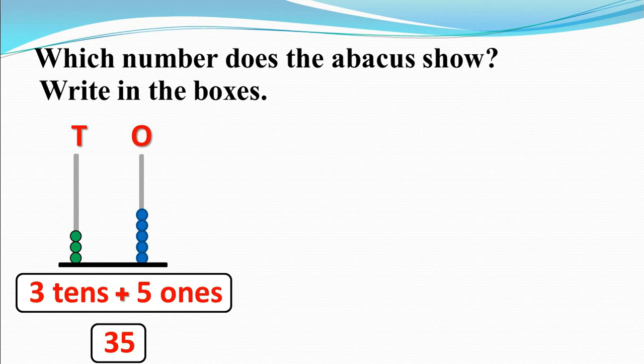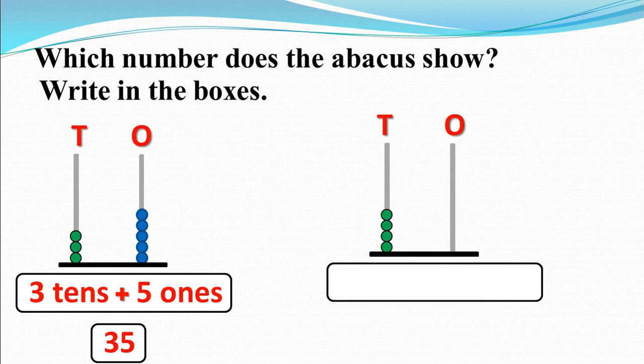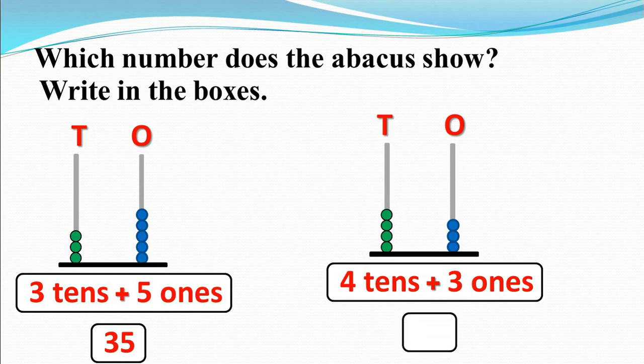Now in this abacus, tens rod has 1, 2, 3, 4 beads, which means 4 tens. And ones rod has 1, 2, 3 beads, which means 3 ones. What do 4 tens and 3 ones make? 4 tens and 3 ones makes 43.